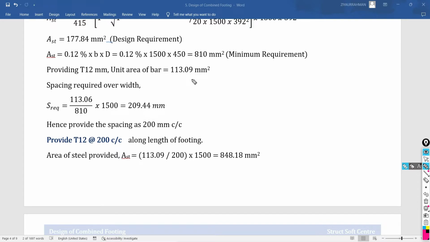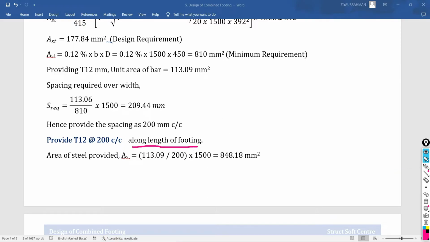That's why I am going to provide 12 mm diameter bars with a unit area of 113.09 mm². So how much spacing is required? Spacing required will equal 113.06 divided by 810, over the full width multiplied by, so we are getting the result as 209.44. So lower this value by a 25 mm factor. So I am getting the final provided spacing as 200 mm center to center. So here I am going to provide 12 mm diameter bars at a spacing of 200 mm center to center along the length of the footing at the bottom face.